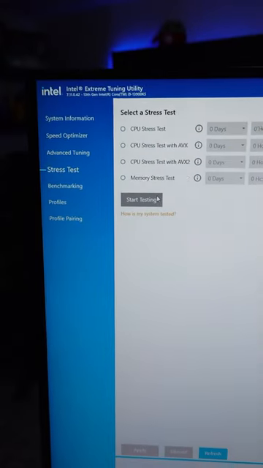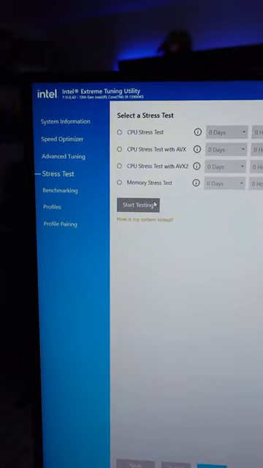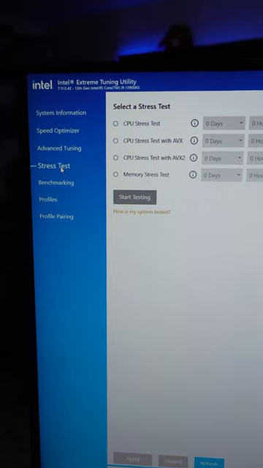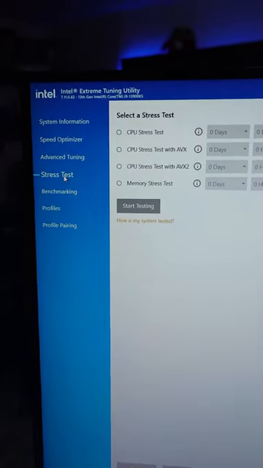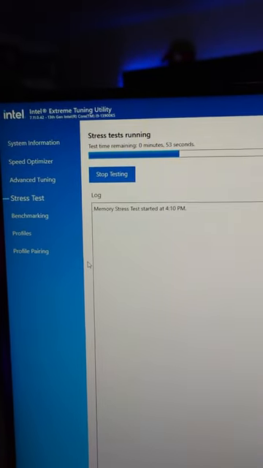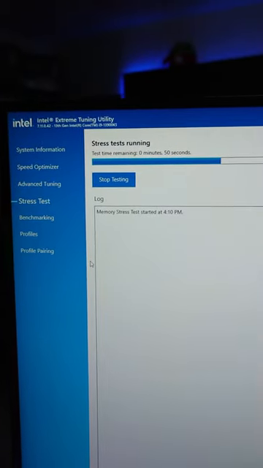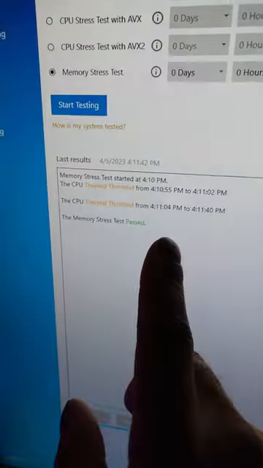Intel's Extreme Tuning Utility is one way to basically make sure that the RAM is stable, and you can also run things like MemTest as well. A 1 minute test is good just to see if there's any initial issues, and then I definitely recommend at least an hour. Memory test has passed.